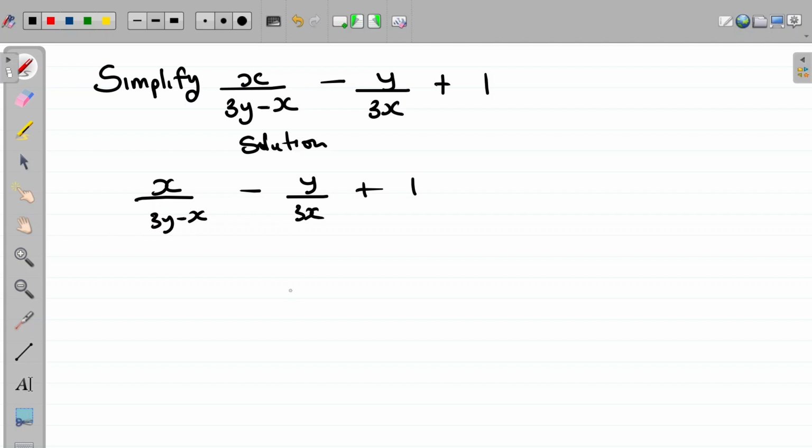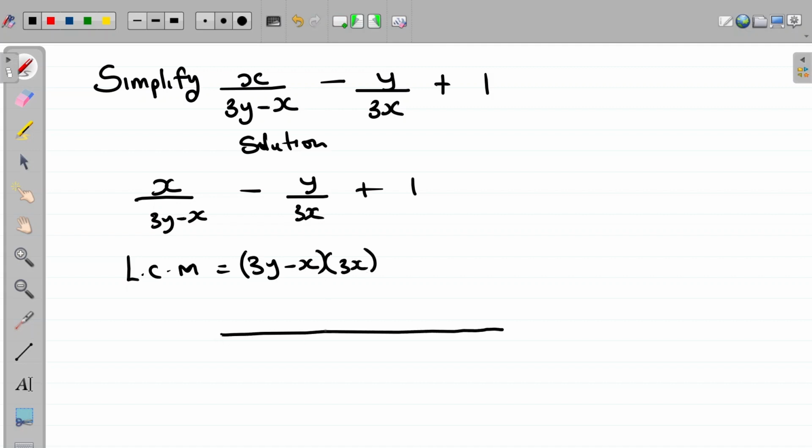At this point, we take the LCM, and the LCM of our denominators will be the product of 3y minus x and 3x. So our LCM is 3y minus x multiplied by 3x. So 3y minus x times 3x divided by 3y minus x, we'll be left with 3x.